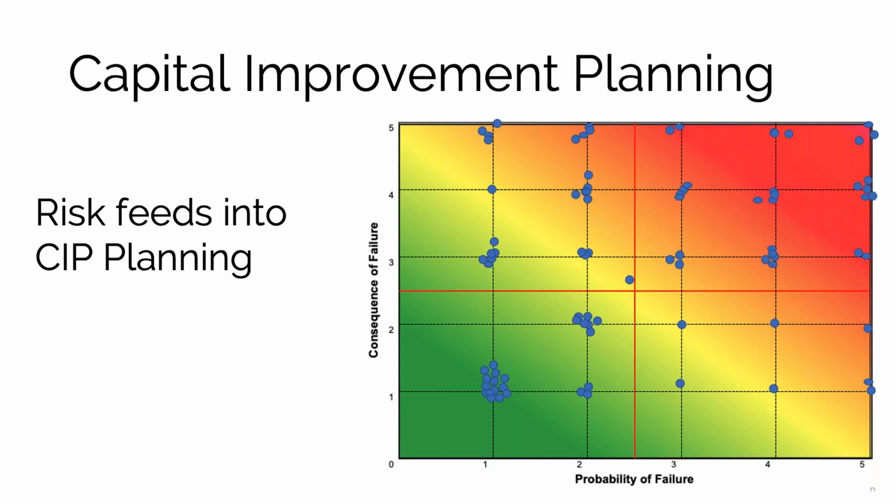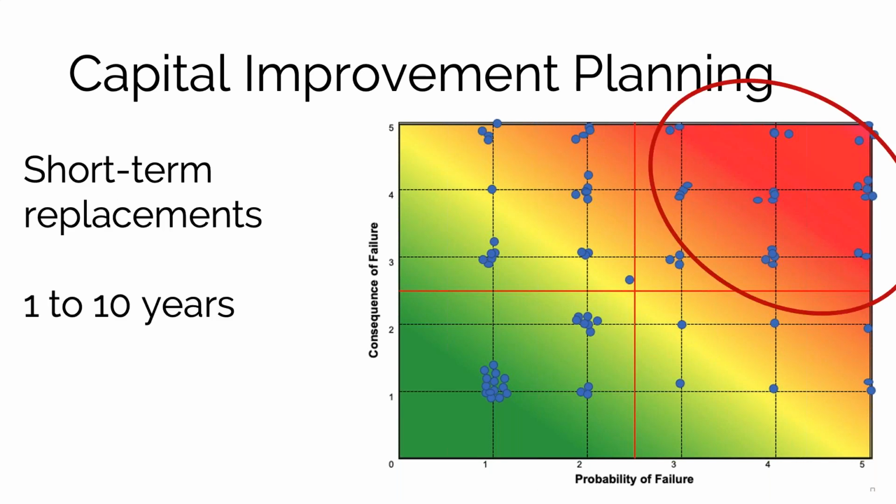So every asset has a risk, meaning its likelihood of failure and its consequence of failure can be plotted. And those assets at the top right are very likely to fail and have bad consequences. Assets in the bottom left are not likely to fail and it's not bad anyway. These assets are likely to fail, but it's not a big deal. These assets are unlikely to fail, but it would be a big major deal. So this risk helps drive our capital improvement plan.